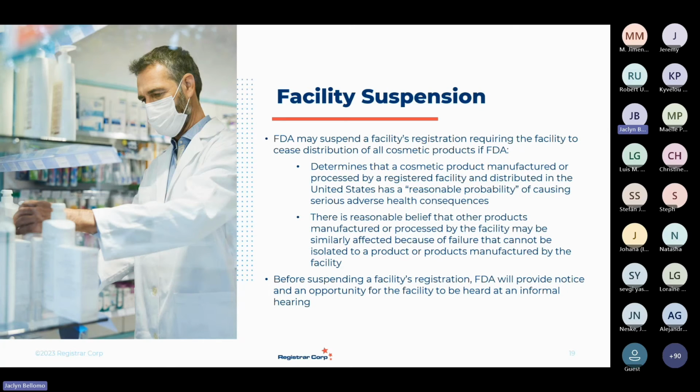Make sure there is something in place to properly receive the adverse events, know how to keep those records, report any serious adverse events, and communicate with your contract manufacturers. Before suspending a facility's registration, FDA will provide notice and an opportunity for the facility to be heard at an informal hearing.